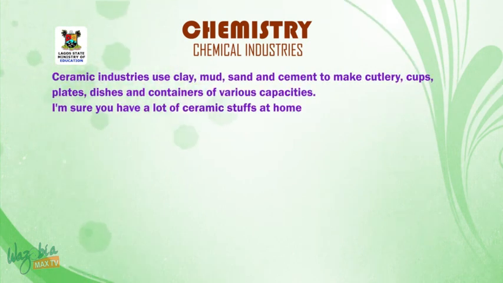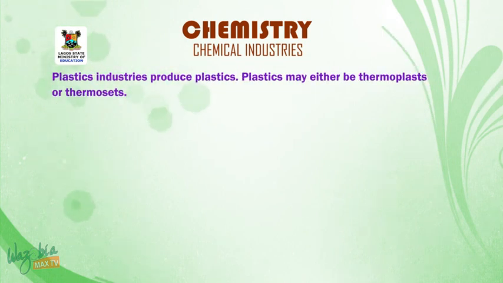Ceramic industries use clay, mud, sand, and cement to make cutlery, cups, plates, dishes, and containers of various capacities. I'm sure you have a lot of ceramic stuffs at home. Plastic industries produce plastics. Plastics may either be thermoplasts or thermosets.